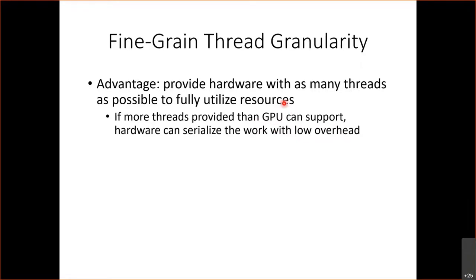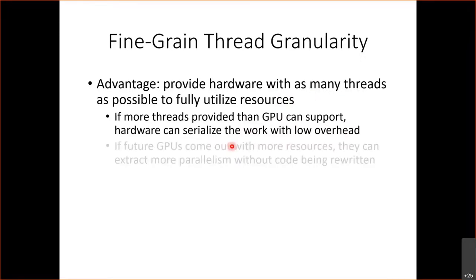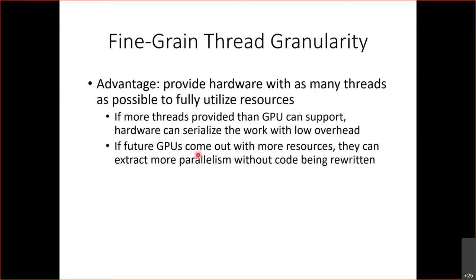But if I did not provide it with all the parallelism I had, if I provided it with less parallelism, the problem is that if I have a future device that has more resources, then it won't be able to extract more parallelism. But by providing it all the parallelism that's available in my program, in the future, if I get a new GPU that comes out and that GPU has more resources, then the hardware can easily extract more parallelism without me having to rewrite the code.